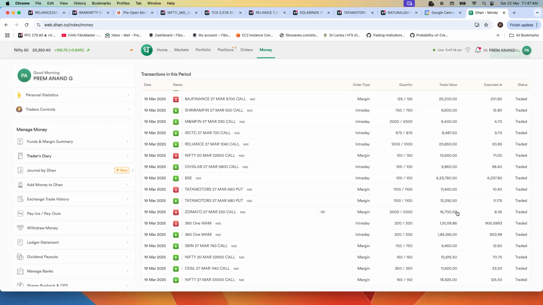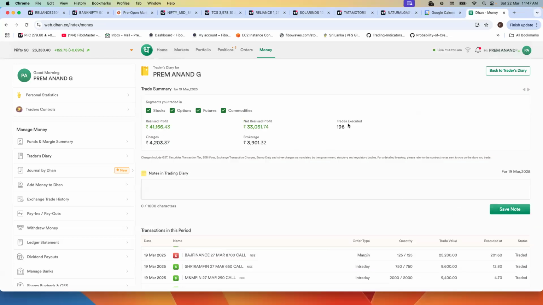There are somewhere around how many trades? 196 trades taken. Out of 196 trades, I traded only a small amount, maybe around 15 to 20 trades to make it 41. Because it was running and showing me a loss of around 65K. From that 65K loss, I had to turn around to make 41.